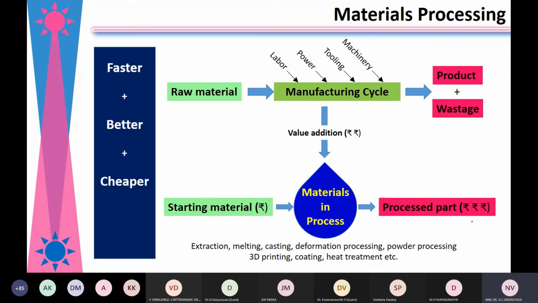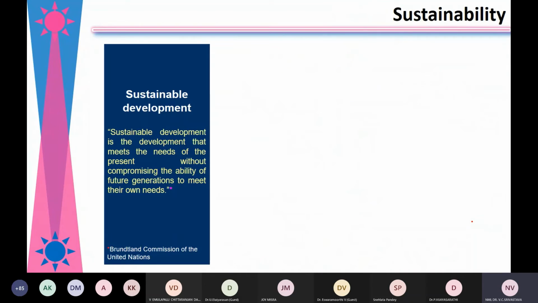And what we think is that any manufacturing cycle should be faster and better compared to the previous one, and it should not be costly. But today we end up with one more constraint, that manufacturing should be sustainable. What we mean by sustainability is that sustainable development is defined as development that meets the needs of the present without compromising the ability of future generations to meet their own needs. That means we should not destroy the environment where we are living. The next generation should have a better environment so they can also live. And that is the whole purpose of sustainable development.